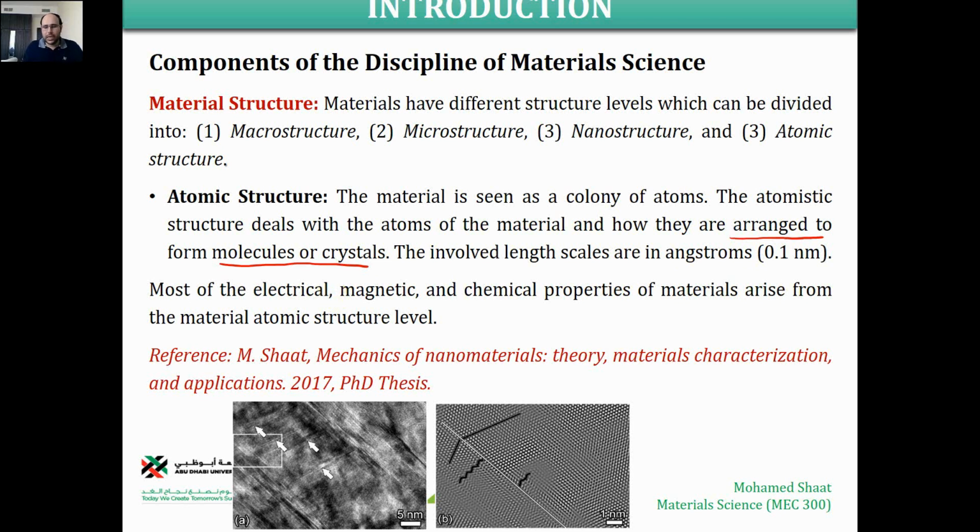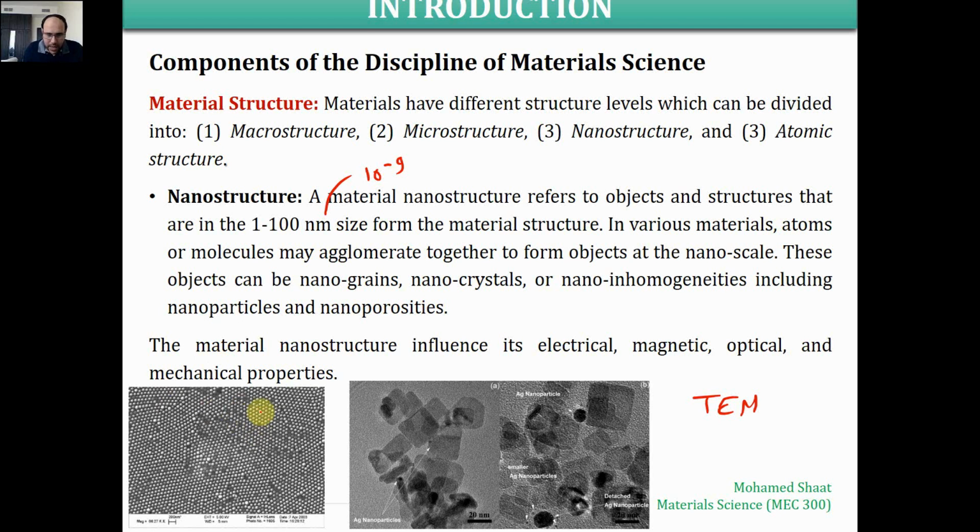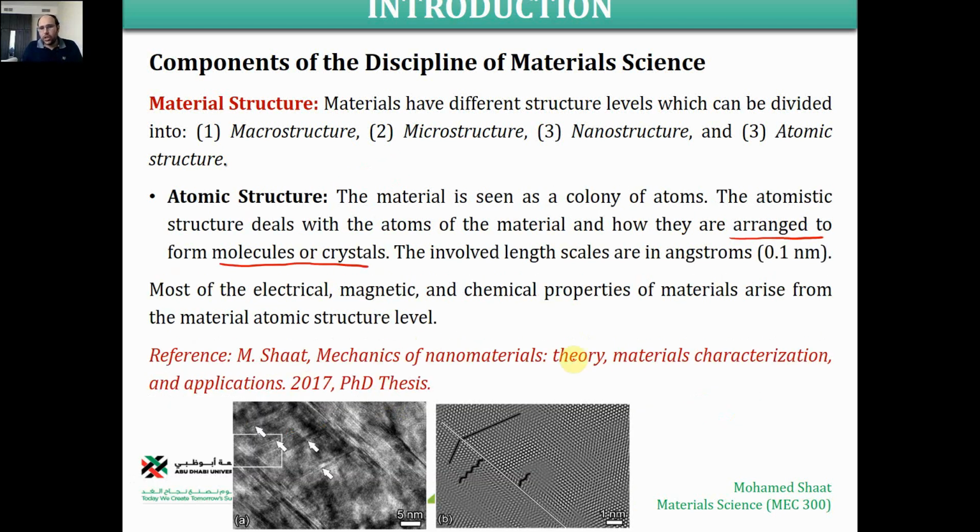As I explained over this image here, for this group of atoms, we can draw a virtual line. You're going to feel that there is a kind of virtual line that makes this set of atoms have a certain arrangement which is totally different from this set of atoms here. The arrangement of this group is different from this one. So we could say that this is a crystal, this is another crystal, or this is a grain and this is another grain. Make sense? So this is the atomic structure, where the material is seen like a colony of atoms.